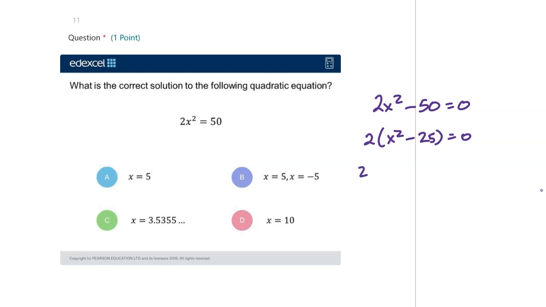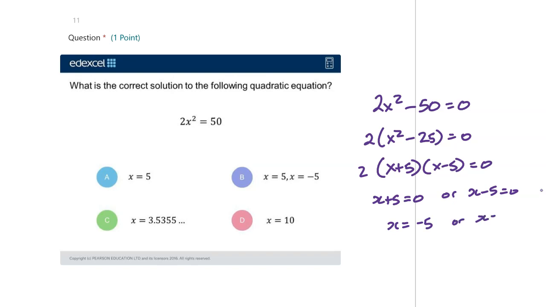Now I can finish that factorization using my favorite rule in maths, the difference of 2 squares. And you'll see that you've got 2 solutions. Obviously 2 can't equal 0, but using my null factor law, either this first bracket, x plus 5 equals 0, or x minus 5 equals 0. X equals negative 5, or x equals 5.